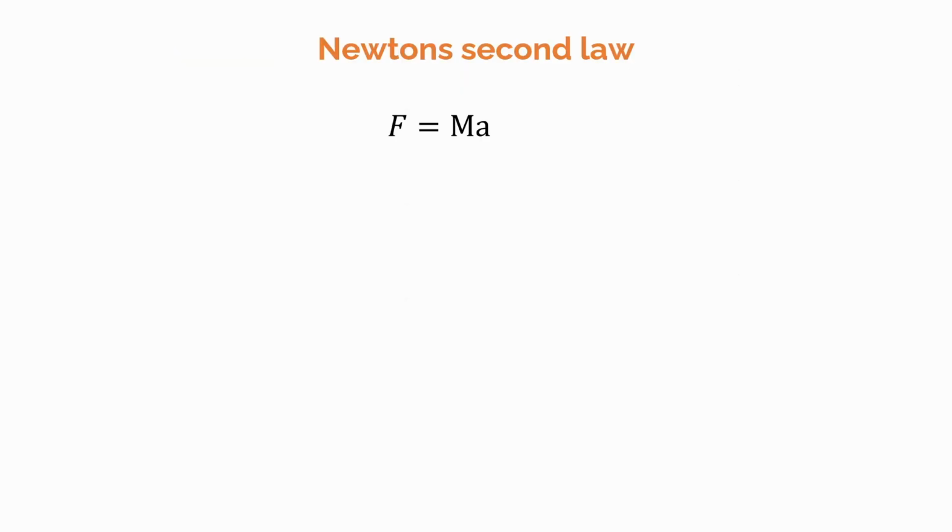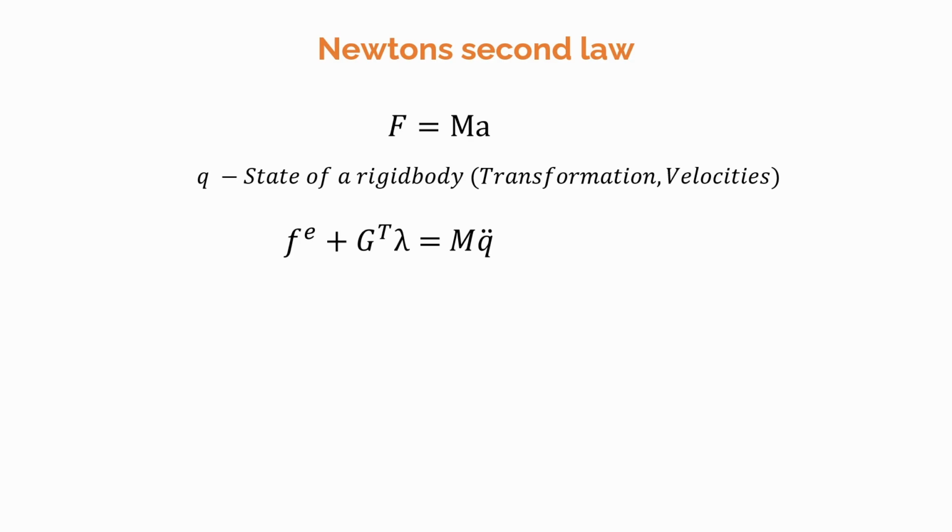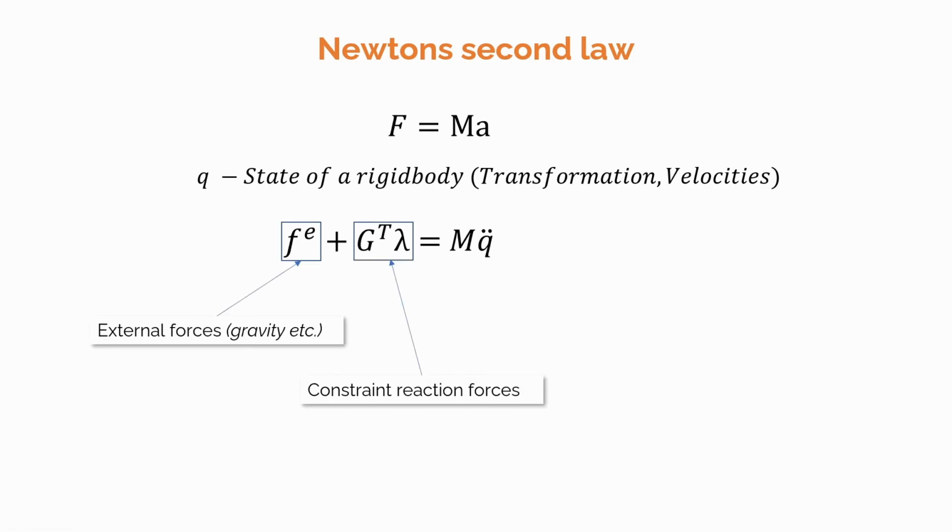Now, just to have a look at the different equations that we need to solve here. We have Newton's second law. And if we look at the constraint relationship here between Newton's law and the constraint formulation, we have what we call the state of a rigid body, which is the transformation and the velocities. So here we have F equals m times acceleration. We have the external force. We have the constraint reaction force, which is something that is computed by the solver. And of course, we have the mass times acceleration. So we have to make sure that this holds.